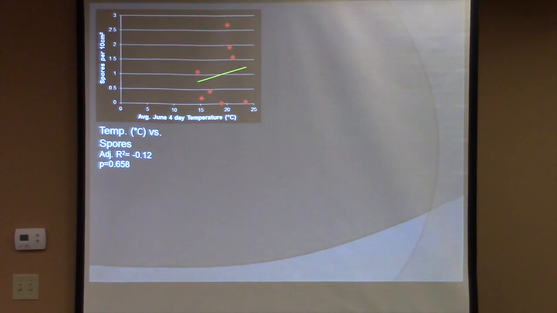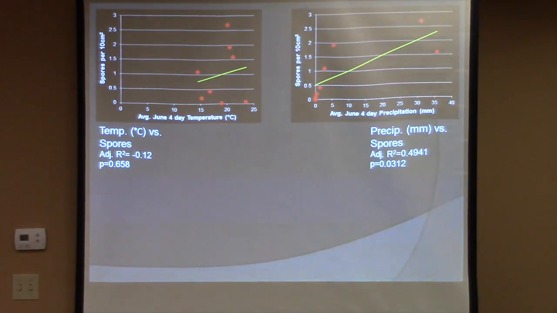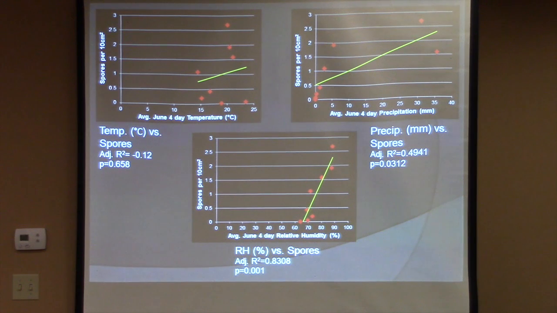So as I said, we looked at what climatic factors were really affecting Lecanosticta acicola. We really didn't see much correlation between the average 4-day temperatures and the amount of spore release during the month of June. We saw a significant correlation between average 4-day precipitation and average spore release, but we saw an even higher significant correlation between average 4-day relative humidity and spore release.